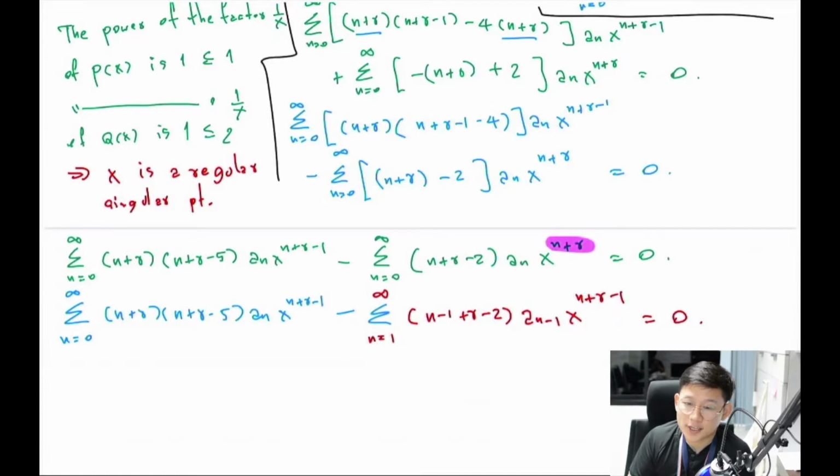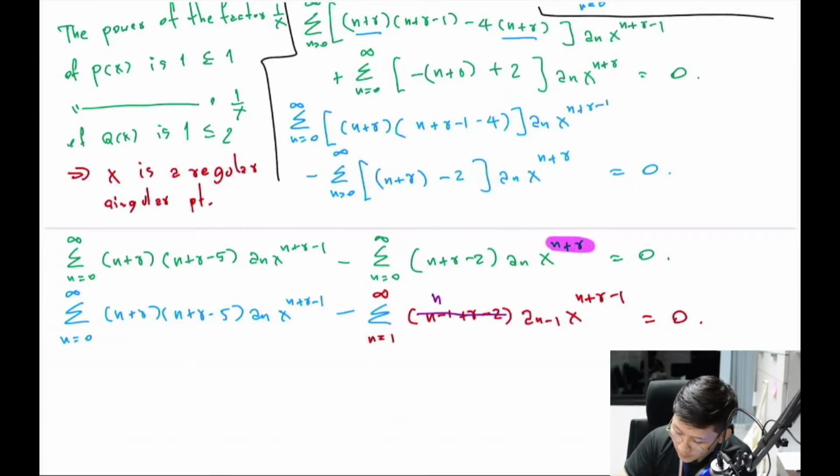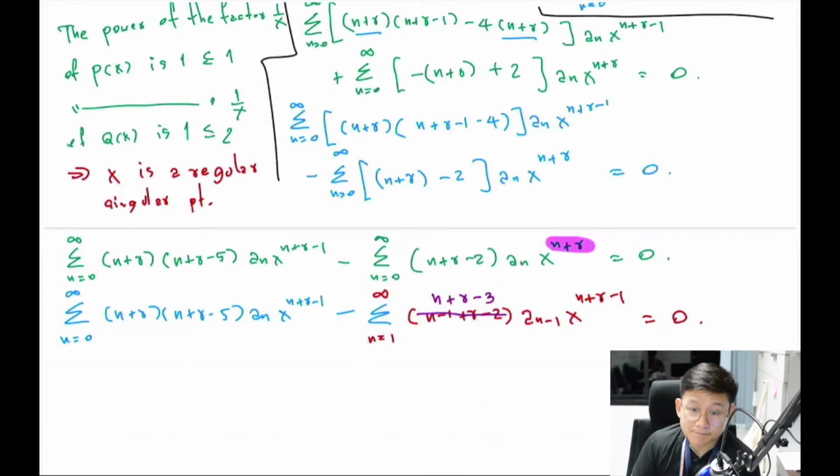Okay, if we change from 0 to infinity to from 1 to infinity, we substitute n with n minus 1. Guys, here it is n minus 1 plus r minus 2, right? Can I change it to n plus r minus 3? Okay, I hope that is not too hard for you guys.